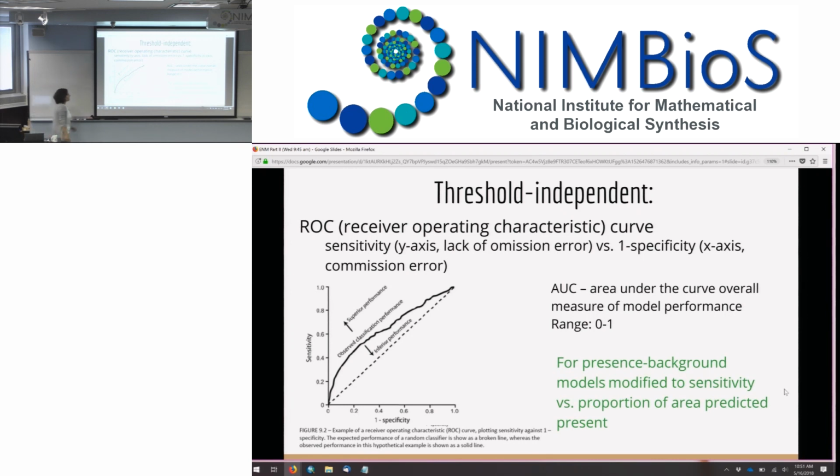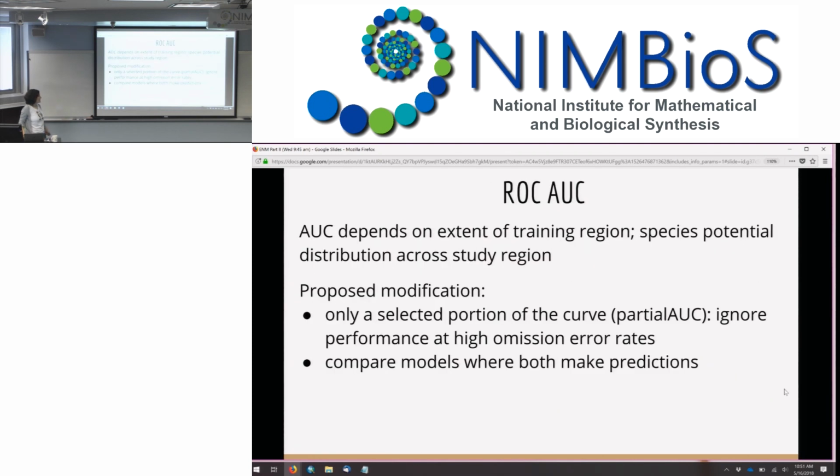Now, we don't have specificity in presence-background, which is Maxent. We don't have specificity measures because we do not have absences. So what we use is the proportion of area predicted present, or proportion of background pixels predicted present. That's the one difference. We still call it 1 minus specificity, but in reality, it's the proportion of background or area predicted present. So that's ROC AUC.